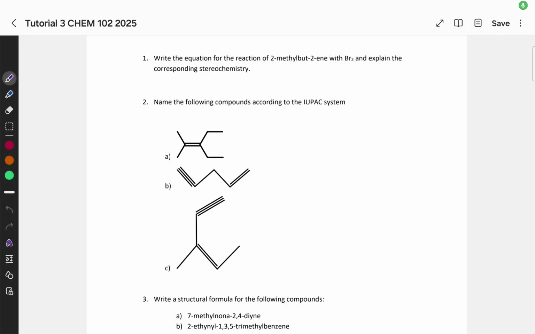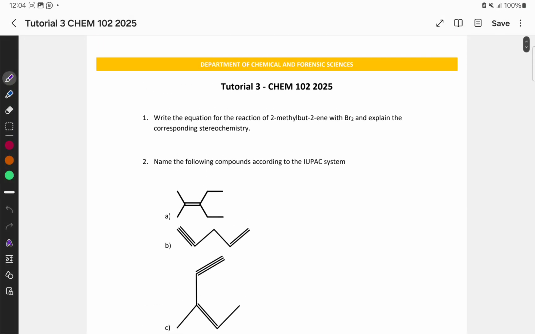Right, so yes, now we are going through the same stuff in tutorial 3, and our focus is on section 1, naming. Every question that says name the following things, or draw the structural formula, or write the structural formula, we want those questions. Here, this one is saying name the following compounds according to the IUPAC system.